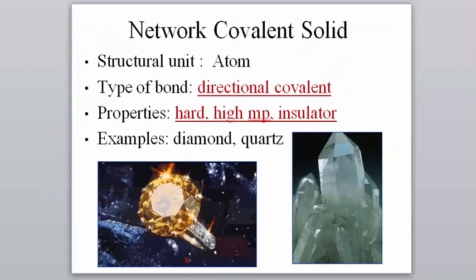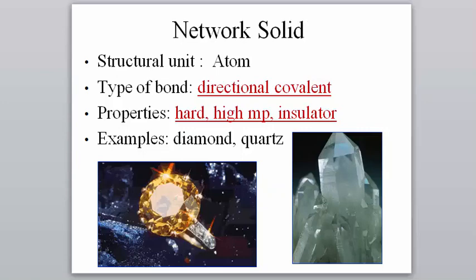So your network covalent solid, this is exactly what it sounds like. It's a huge network of covalent bonds, so that the intramolecular forces are the intermolecular forces. It's a giant covalent molecule. Sometimes we call it a network solid or a macromolecule. So these are directional covalent bonds that are holding these structures together. They are hard, have high melting points, and are usually insulators. So you're looking at things like diamond and quartz and silicon.